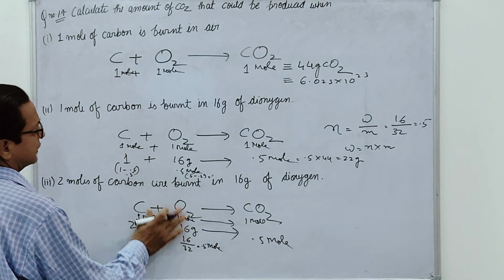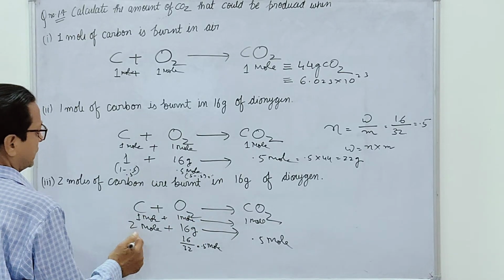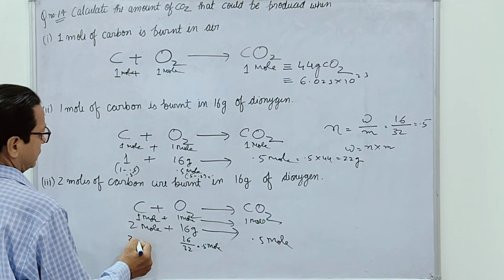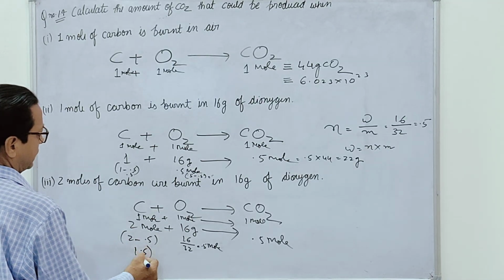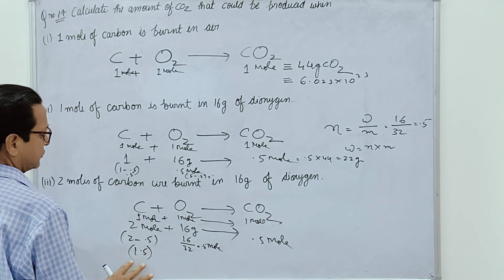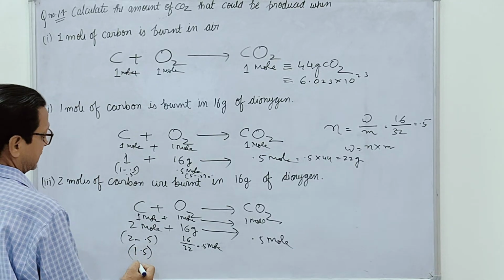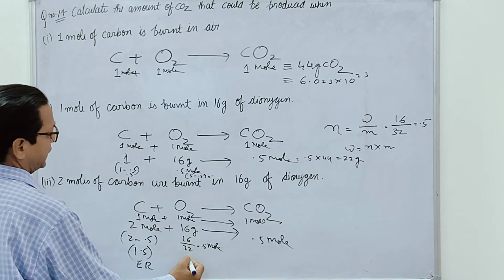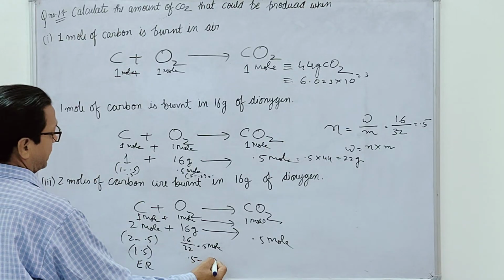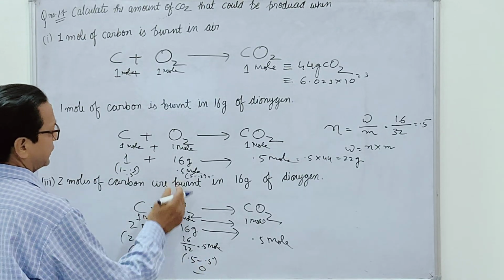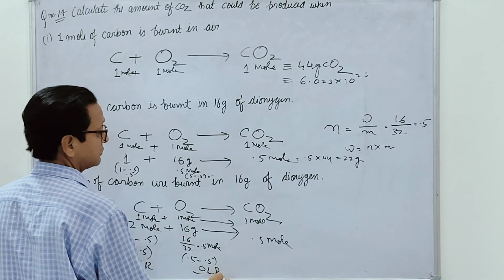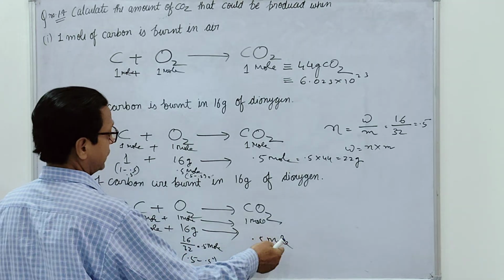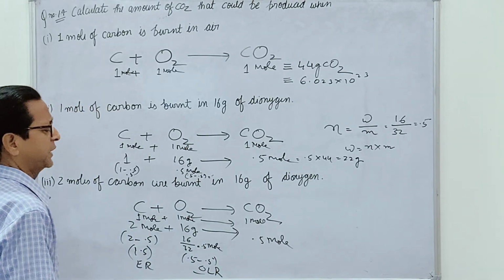So oxygen is completely consumed, and carbon will remain, 2 minus 0.5, that is 1.5 mole of carbon will remain. So it is the excess reagent, and oxygen is completely consumed, zero will remain. So this is the limiting reagent, LR. And in this reaction, you will get 0.5 mole of carbon dioxide.